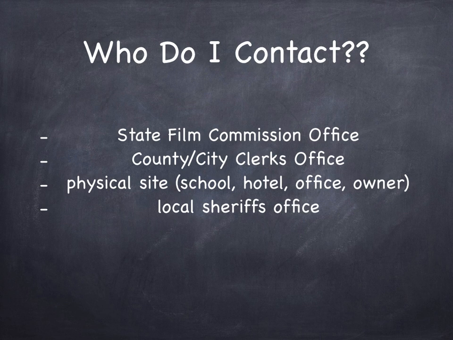Failing that, you might want to contact your county or city clerk's office if it's a hotel, for example, just to find out how you would go about finding permission to film there. Or you can contact the physical site itself, the school, the hotel, the office, or the owner who owns a location that you want to be at. You can also call your Parks and Rec office if it is a state or local park. Failing everything, contact your local sheriff's office at the non-emergency number.